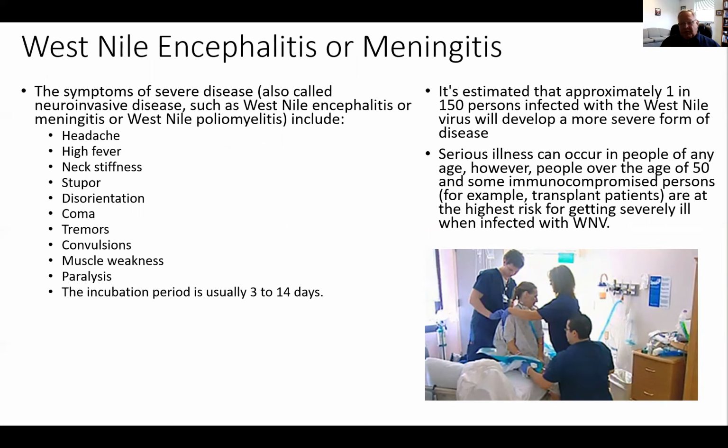It's estimated that approximately 1 in 150 people infected with West Nile will develop a more severe form of the disease, and it can occur at any age. However, people over the age of 50 and some immune-compromised persons are at higher risk of developing severe West Nile disease.